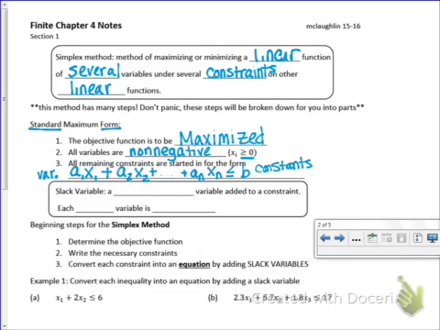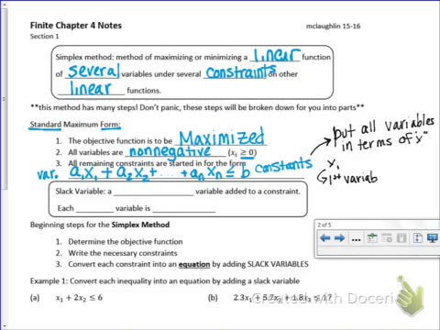Now, if you noticed, I didn't call them x and y and z. Basically, I'm putting all variables in terms of x. So x1 just means the first variable, and then x2 is the second variable, and then x3 would be the third, and so on.